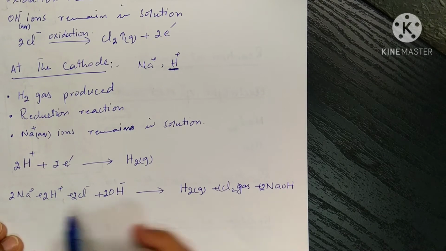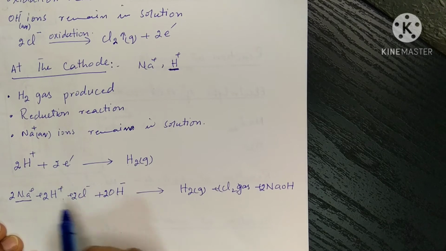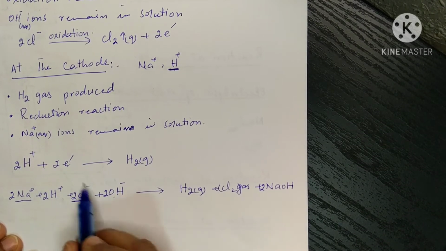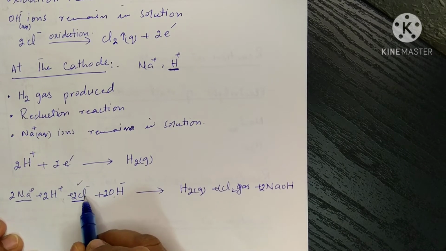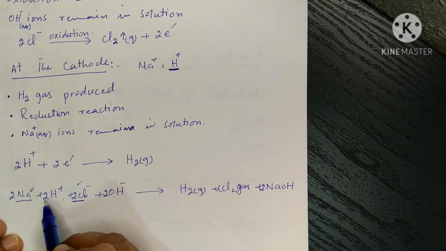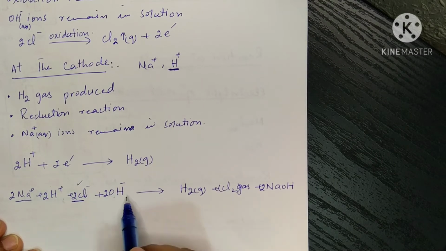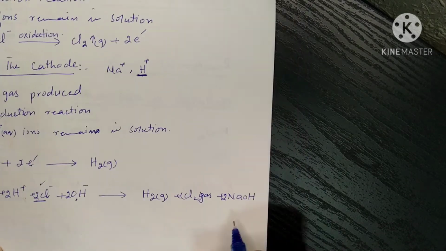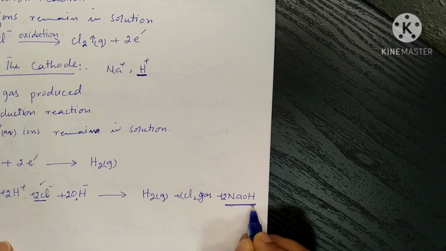So the whole reaction will be like this. We have an aqueous solution of sodium chloride, with sodium and chloride from the sodium chloride, and hydrogen and hydroxide ions from the water. During the electrolysis, the chloride ions are released at the anode in the form of chlorine gas, and hydrogen ions are reduced at the cathode and released in the form of hydrogen gas. And these 2 ions, sodium and hydroxide, remain in the solution, and the solution will be alkaline in nature due to the formation of sodium hydroxide.